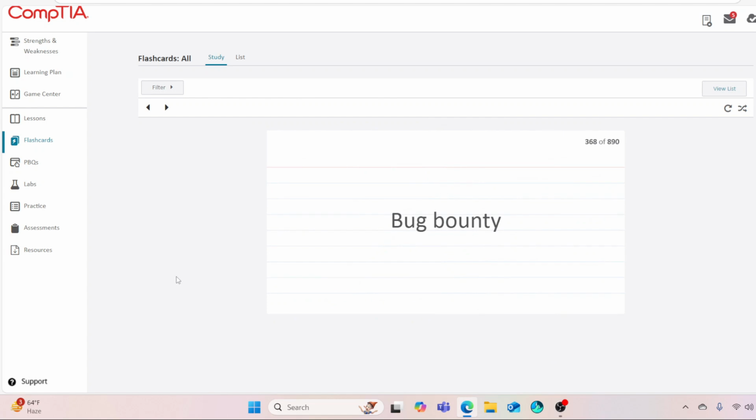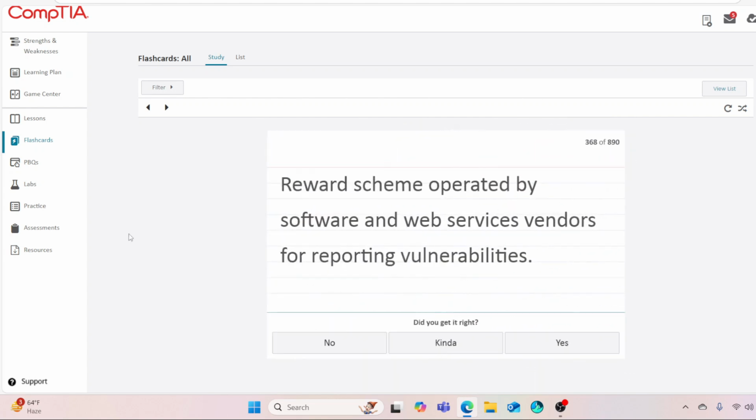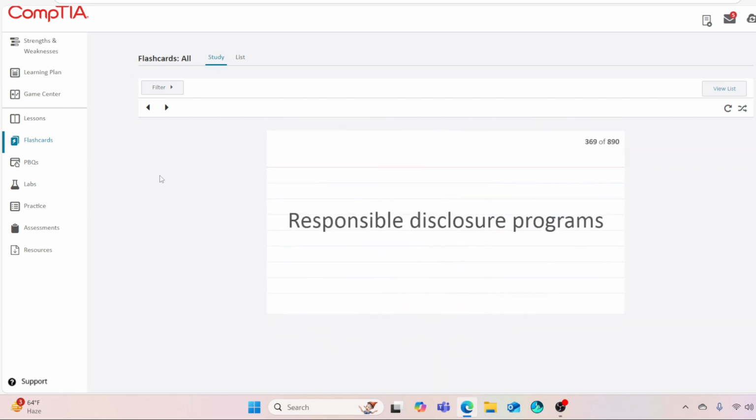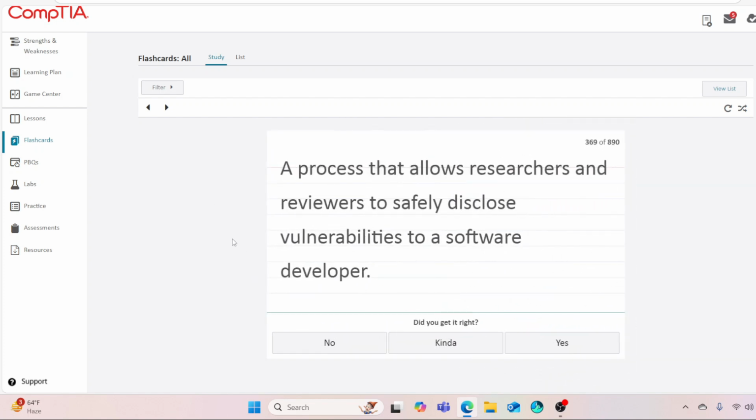Bug bounty. Reward scheme operated by software and web services vendors for reporting vulnerabilities. Responsible disclosure programs. A process that allows researchers and reviewers to safely disclose vulnerabilities to a software developer.